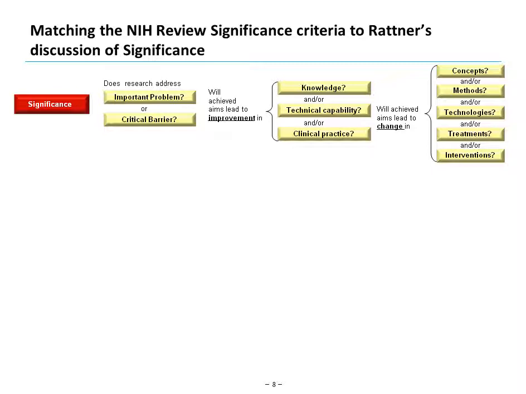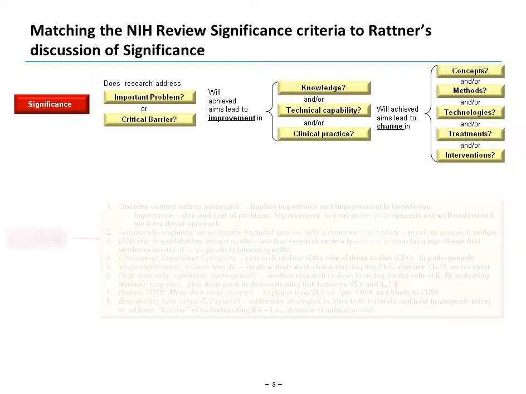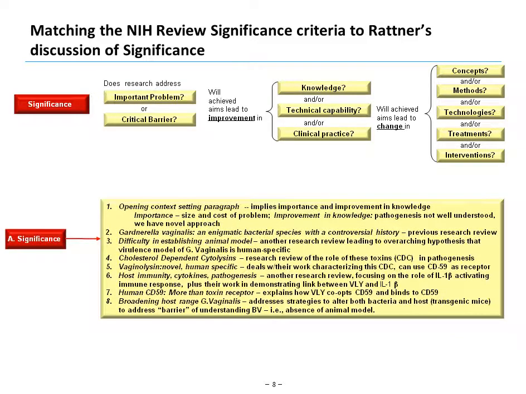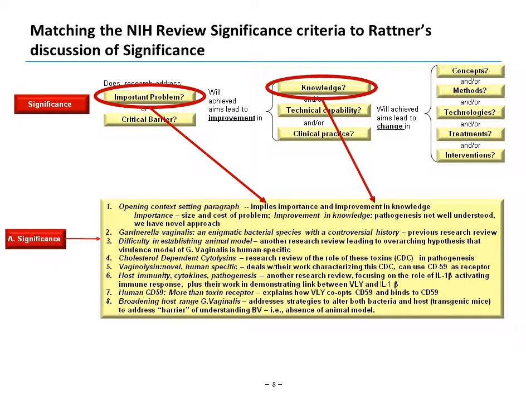Now let's match the NIH review significance criteria to Ratner's discussion of significance. Recall our significance section with its 8 paragraphs and its logical flow. We have an important problem. The size and cost of the problem is significant. We have an improvement in knowledge. The pathogenesis of this particular bacteria is not well understood, and we have a novel approach to understanding it.